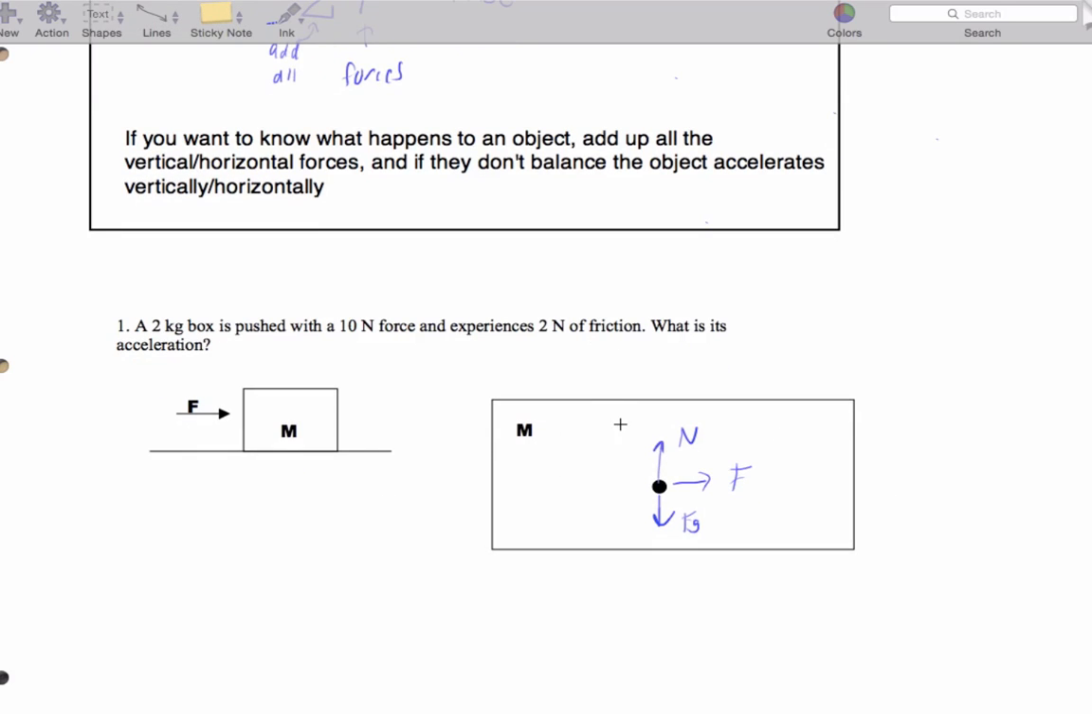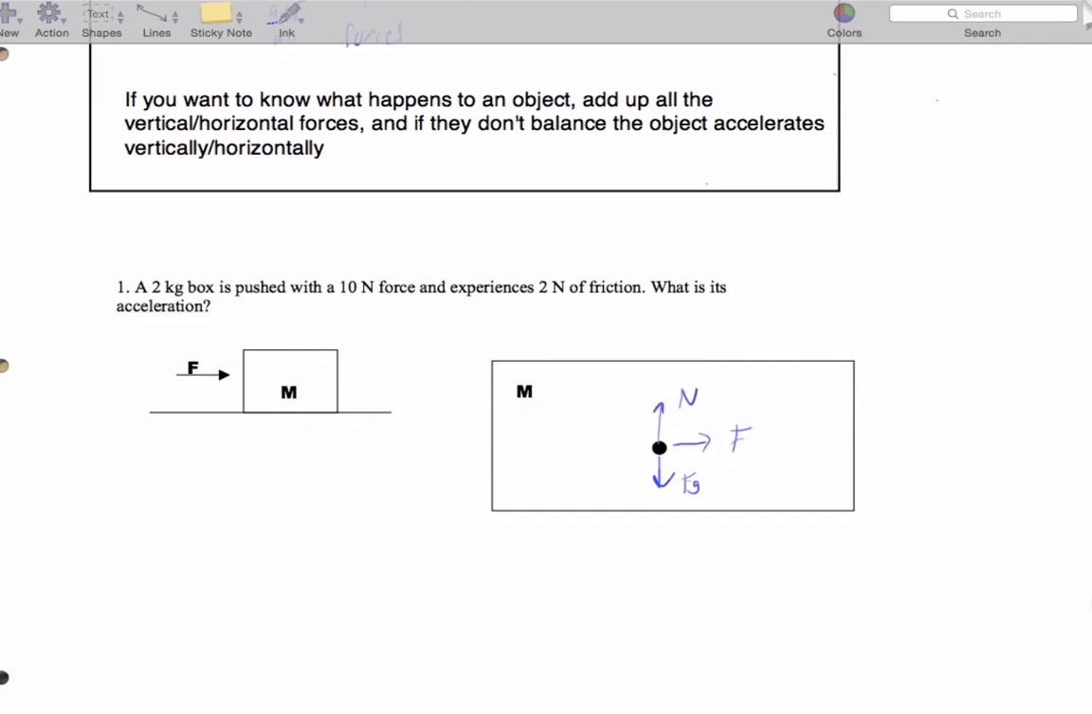Now, I'm going to write down every numerical fact about this box that I can. So I know that the normal force and the gravity force balance. If the gravity were bigger, the box would crash through the table. And if the normal force were bigger, the box would fly up into the air. So I have that the normal force balances the gravity force. Great.